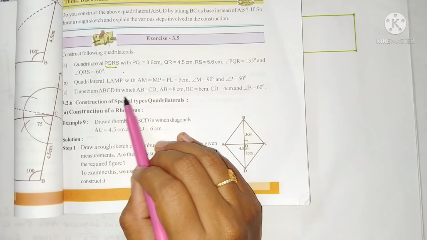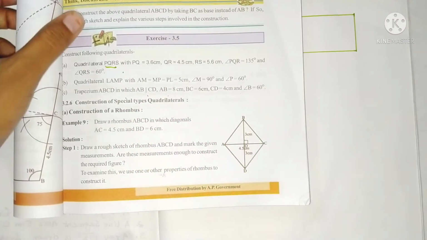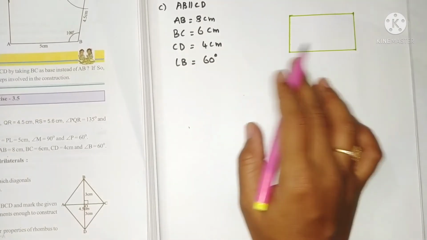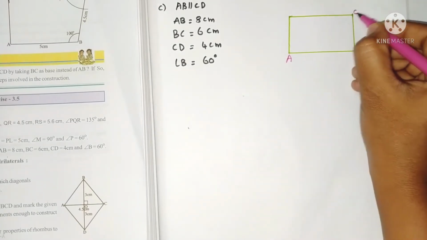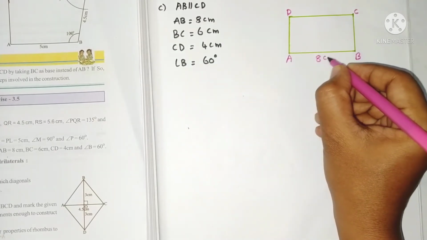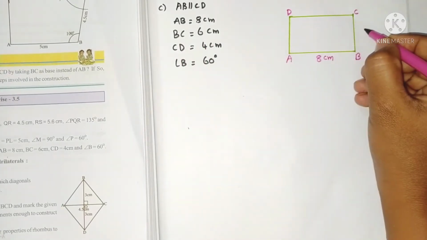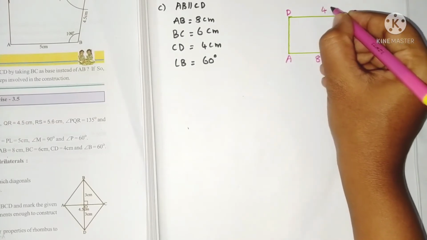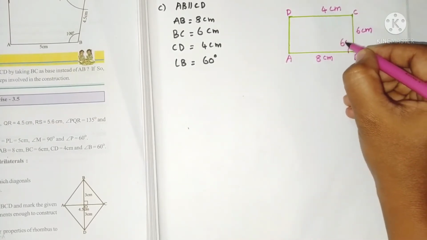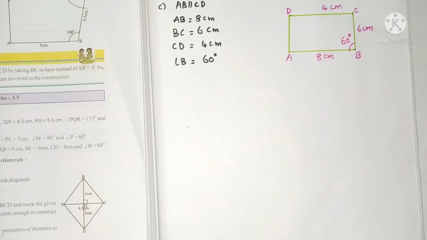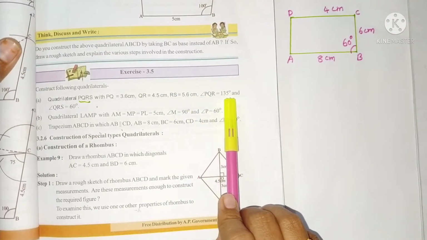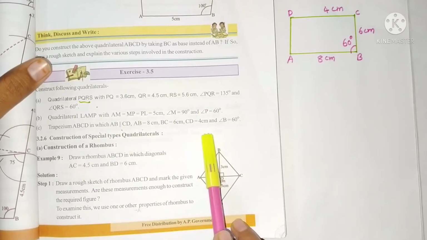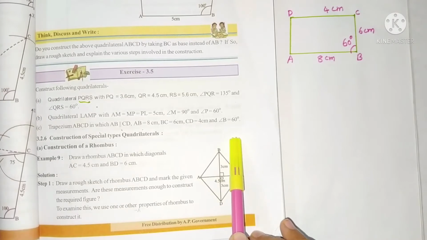Third problem: trapezium ABCD in which AB is parallel to CD, and these are the measurements. So write the given measurements and draw a quadrilateral. AB is 8 centimeters and BC is 6 centimeters. CD is 4 centimeters and angle B is 60 degrees. If you observe here, in the above two problems they gave two angles, right? 135 and 60, but here only one angle. So the second angle we have to find out.